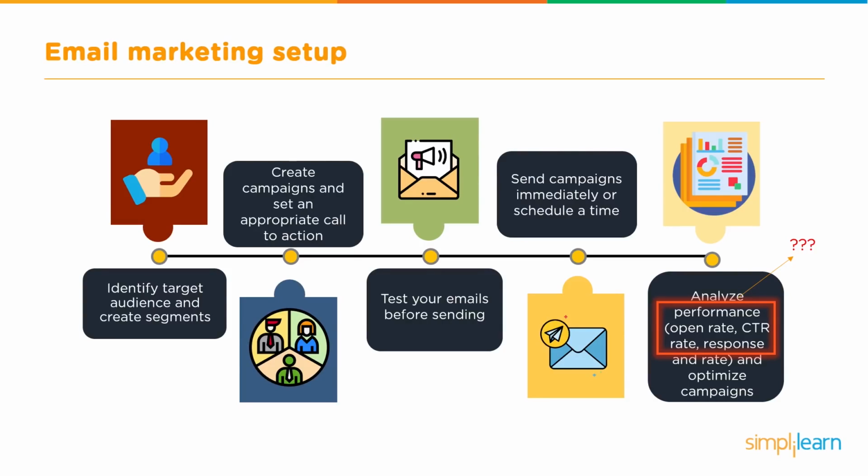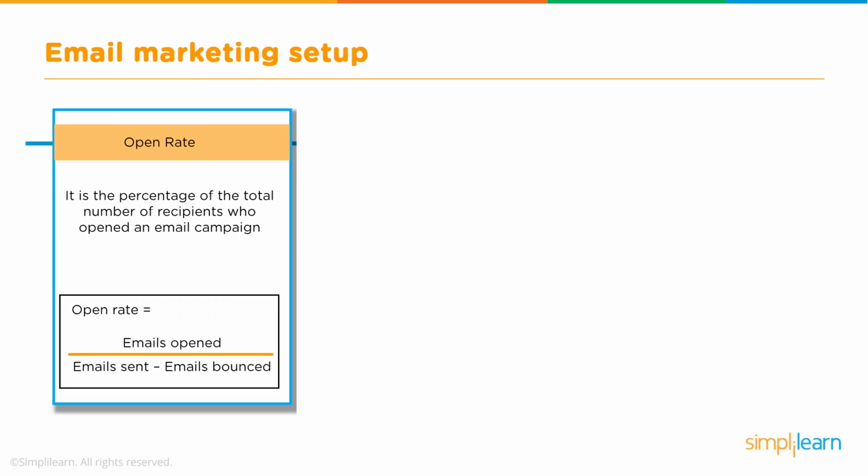That's why we can analyze performance. We want to be able to see what the open rates and the click-through rates are so that we can make adjustments for future emails. So let's talk about some of those metrics. So when you do send that email, we're going to look at that open rate. And so open rate is the percentage of the total number of recipients who open an email. So, okay, if we send it to X amount of people minus those emails that have bounced.